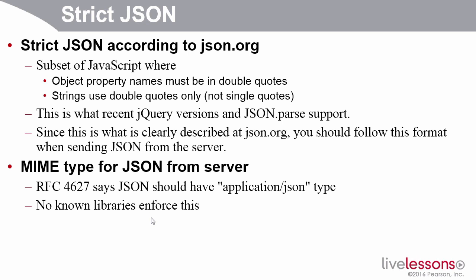Now, if you look at JSON.org and the specification, it says that the server should also label the data that's coming from the server with this MIME type. In fact, almost no server actually labels it that way, and none of the major libraries, including jQuery, actually enforce this. So it doesn't matter what the server labels as its MIME type, but it does matter what the format is.